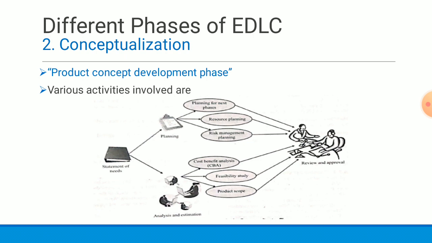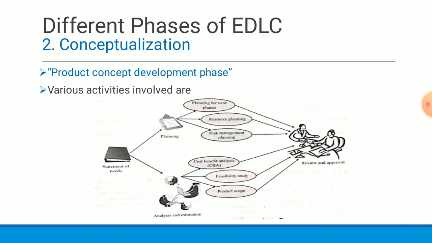Okay, so two activities are involved in the conceptualization phase. One is the planning activity and the second one is analysis and estimation. Planning involves planning for next phases, resource planning, meaning how many resources should work on the project, and risk management planning. The second one, analysis and estimation, includes the feasibility study of the project, technical as well as financial, cost benefit analysis, meaning how much profit we expect from the product, and the scope of the product.